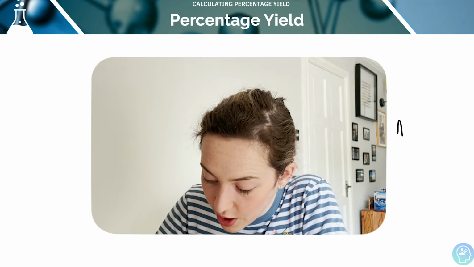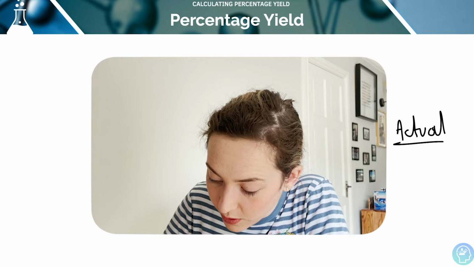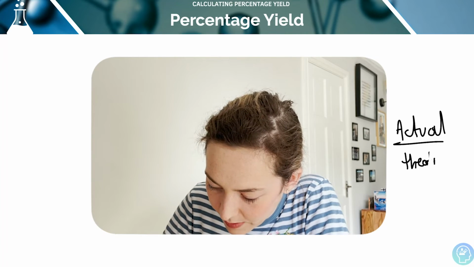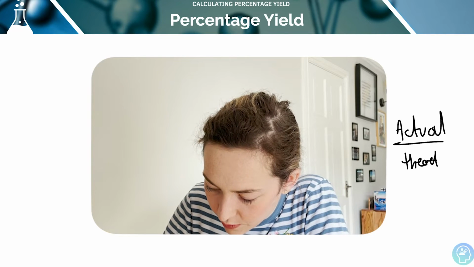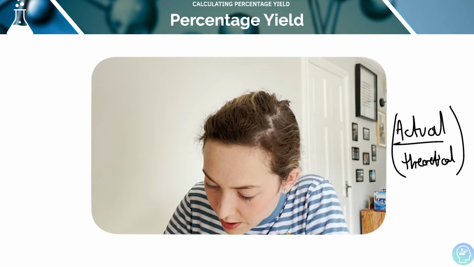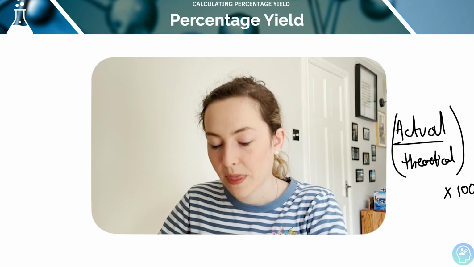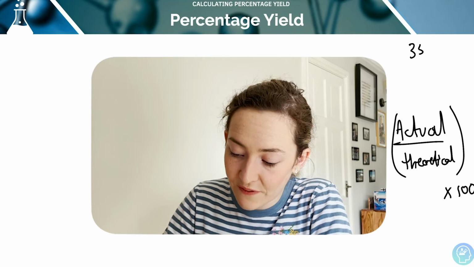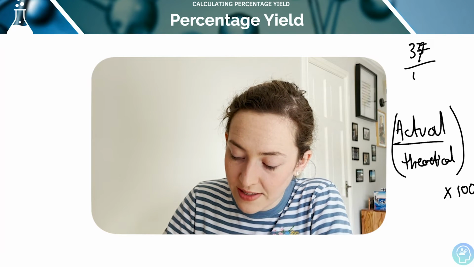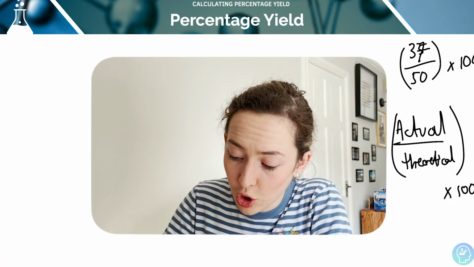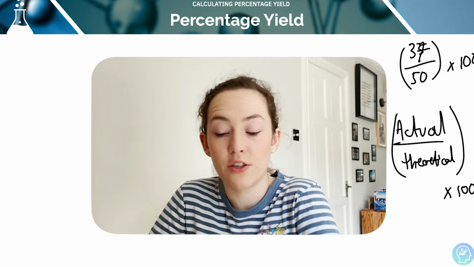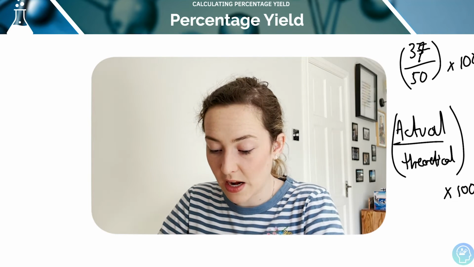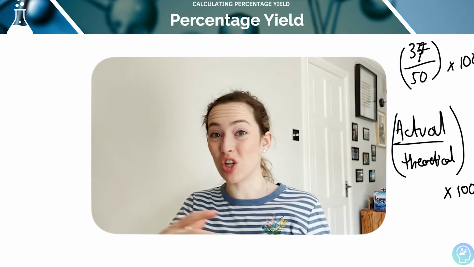So in the same way, you do actual divided by theoretical times 100, in the same way that you'd work out a test result percentage. So if I got 37 out of 50, I would do 37 divided by 50 times 100, and that would give me my score, my percentage for my exam result. And your units, of course, can be in kilograms, moles, and grams. Those are usually what you're going to be working in.